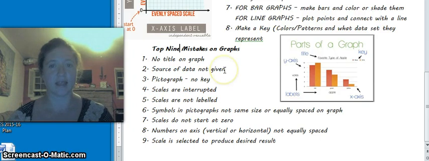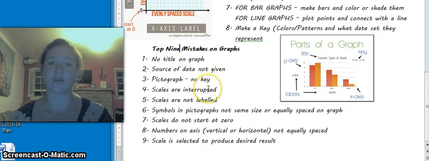Your source of data isn't given. So if you just have numbers on there, but you don't have what the numbers are, that makes life very, very difficult. If you have no key, whether it's a pictograph or bar graph, if there's no key there to figure out which ones are which, again, makes reading the graph really hard.